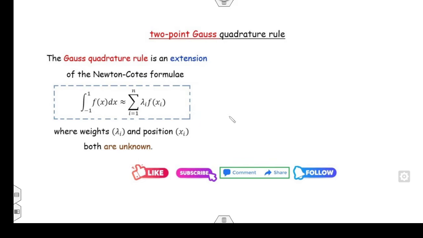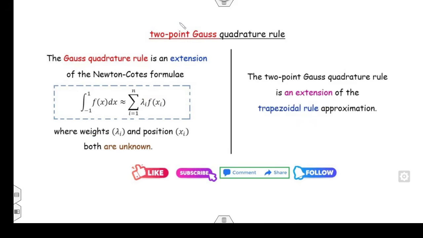Now, what we have discussed so far, we have learned the concept of the Gauss quadrature formula, which is the extension of the Newton's chord formula and defined by equation number 1. In this equation, the parameters lambda i is known as the weight and xi is called the position, or you can call it the node, of the domain -1 to +1. And make sure students, in the Gauss quadrature formula, both the parameters lambda i and xi are unknown to us. Our target in this lecture is to understand the concept of the two-point Gauss quadrature formula, and this two-point Gauss quadrature formula is the extension of the trapezoidal rule.